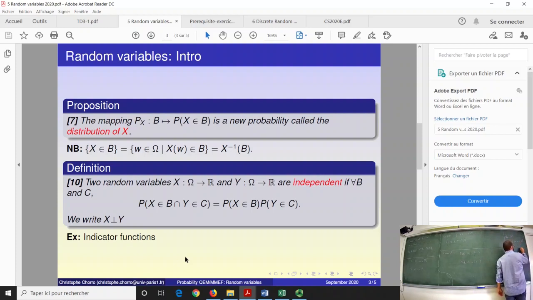The case where 0 belongs to B and 1 belongs to B. The case where 0 belongs to B, 1 doesn't. 0 doesn't belong to B, 1 belongs to B. And 0 doesn't belong to B, 1 doesn't belong to B. B is a subset of R, and I have only these four possibilities: 0 is in B or not, and 1 is in B or not. So I have a total of 4 possibilities.